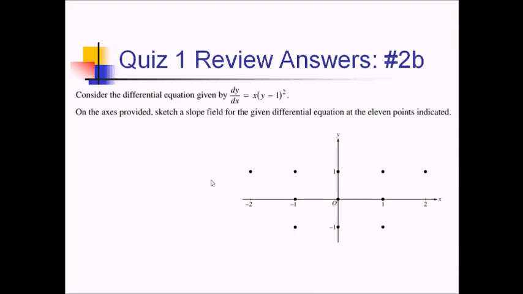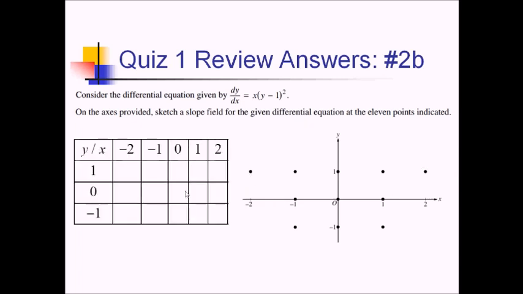For this problem, we're trying to get the slope field for this differential equation. So I'm going to set up a little table with all the x values from negative 2 to positive 2 and y values going from negative 1 to positive 1. So if y is 1, that's this first row here, we have 1 minus 1, which is just going to be 0. That gives us zeros all the way across here.